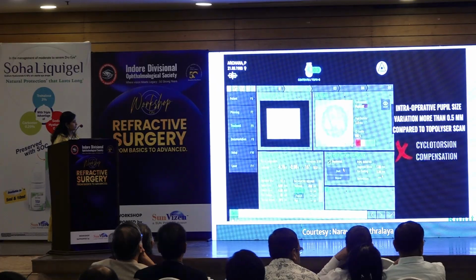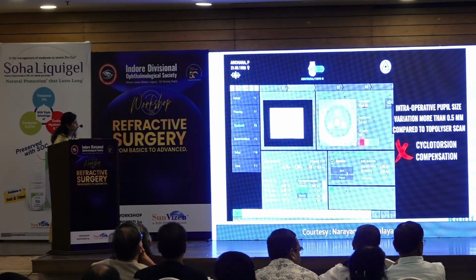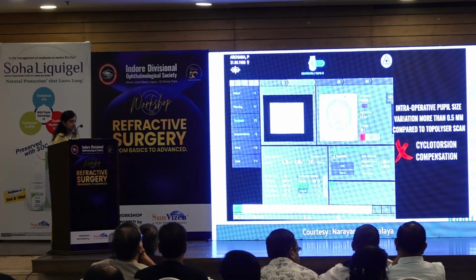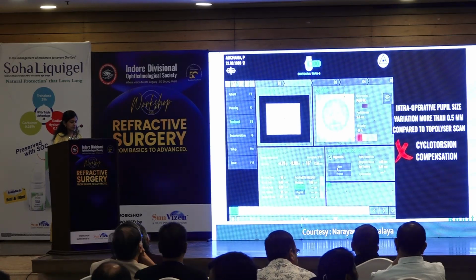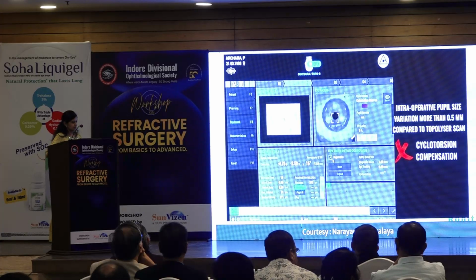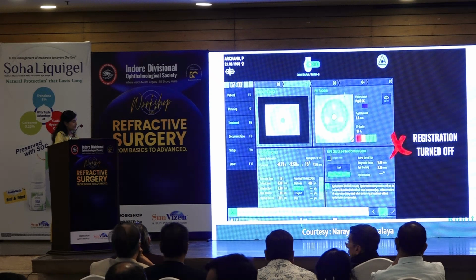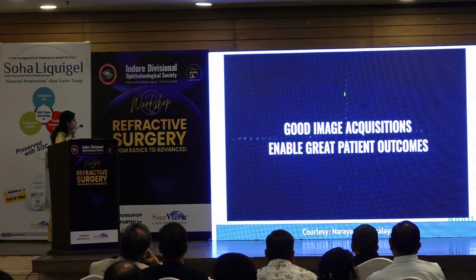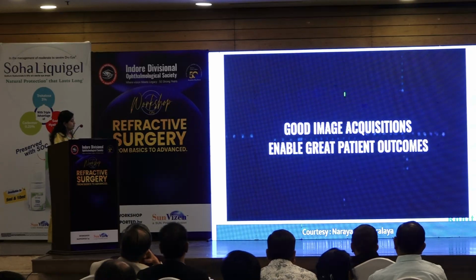Topolyzer. In this case, registration needs to be turned off manually in order to begin the excimer laser treatment. One needs to be aware that this may lead to suboptimal visual outcomes due to undercorrection of astigmatism. Incorporating good scan acquisition practices would be invaluable in ensuring great patient outcomes.